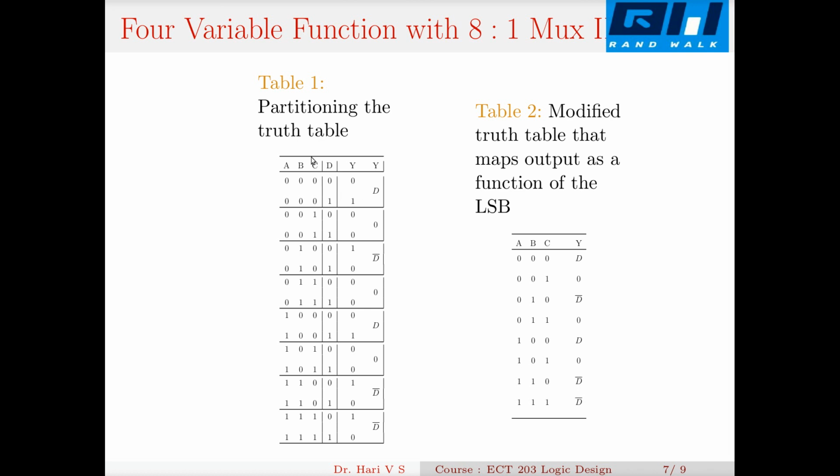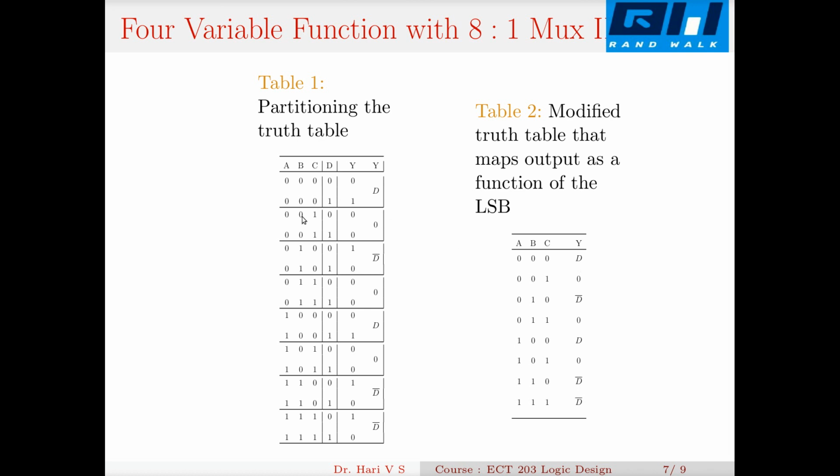If you closely watch this truth table after partitioning, by this column and by these couple of rows, compare Y and D. For ABC is 0 0 0, Y equal to 0 when D equal to 0, and Y equal to 1 when D equal to 1. So for these two rows Y is the same as D. For ABC is 0 0 0, Y is D. That I can write as another table: ABC 0 0 0, Y is D.